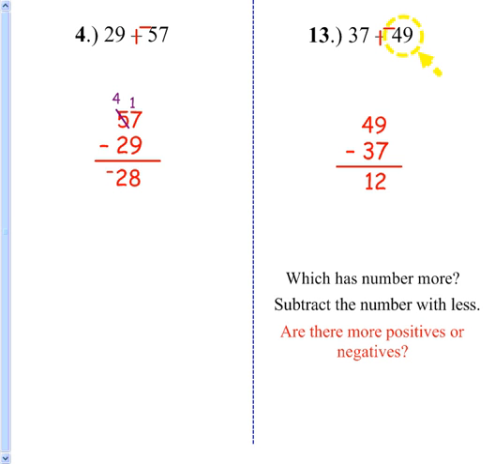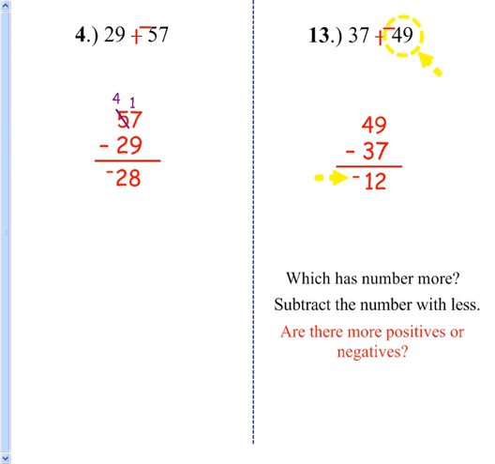And again, more positives or negatives? More negatives. So the answer is going to be a negative number. 49 negatives, and you take away the 37 positives, what you're left with is 12 negatives. And that is the answer to number 13.